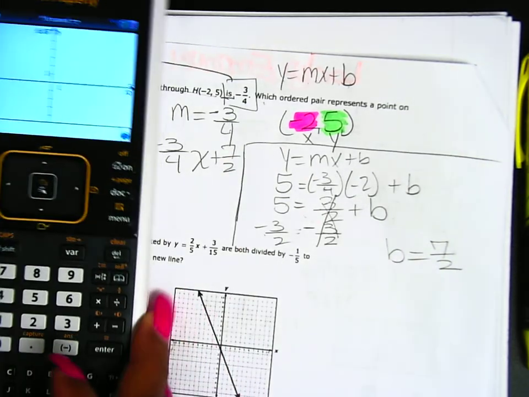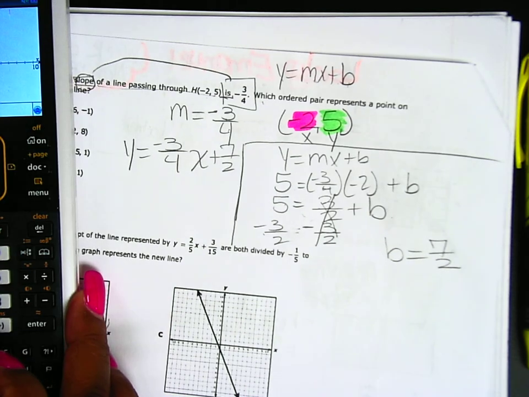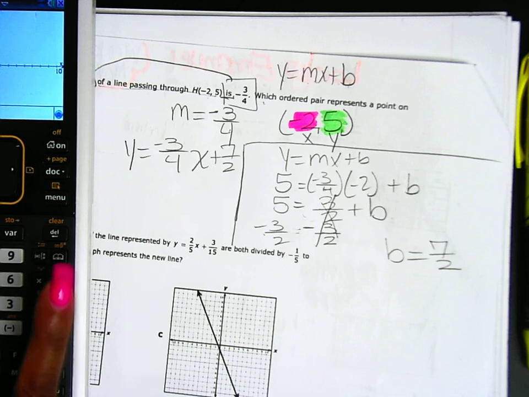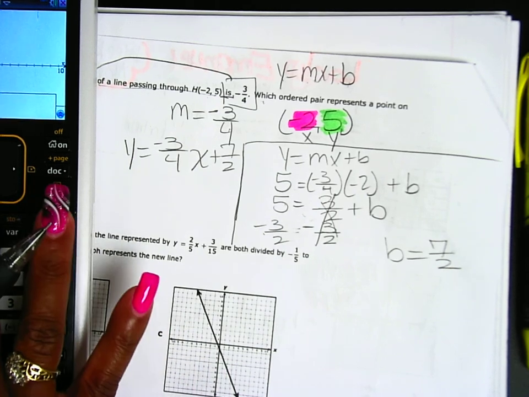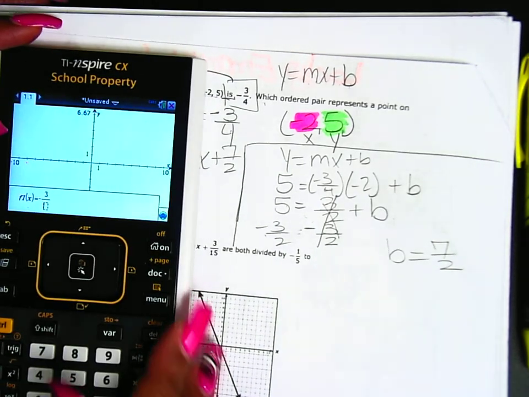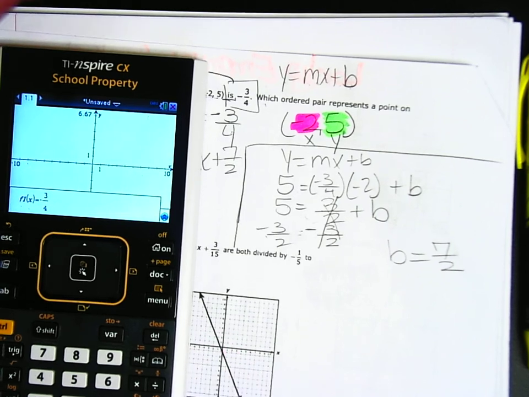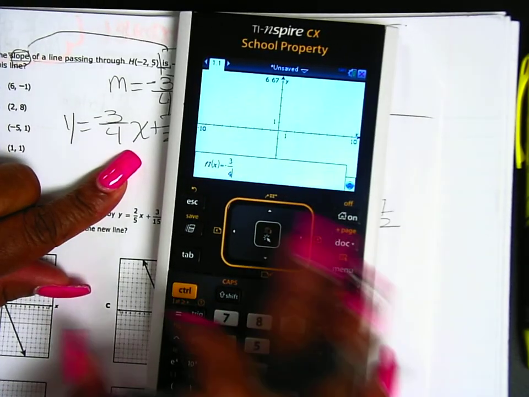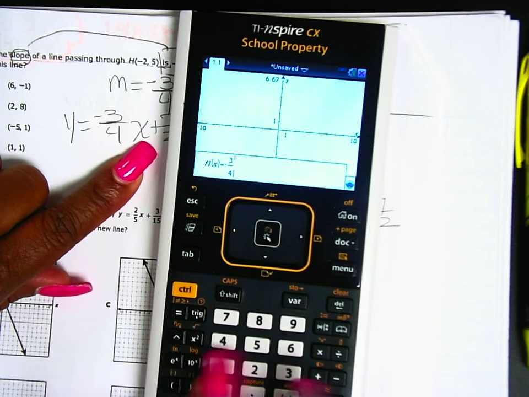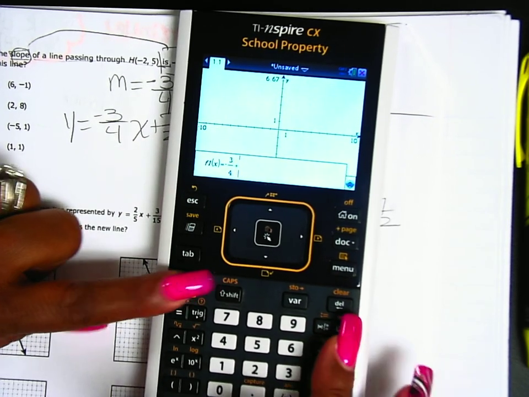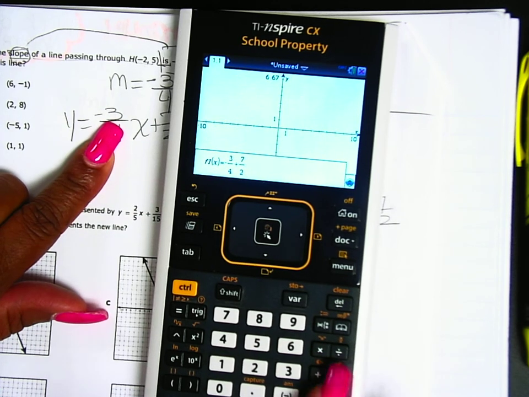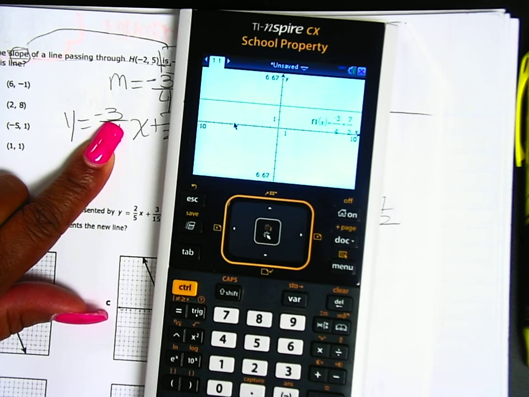I'm going to put in here negative 3/4. Control division 3. Oh, sorry, 4. And I put my negative. Plus control division 7, 2. And press enter. What did I leave out?